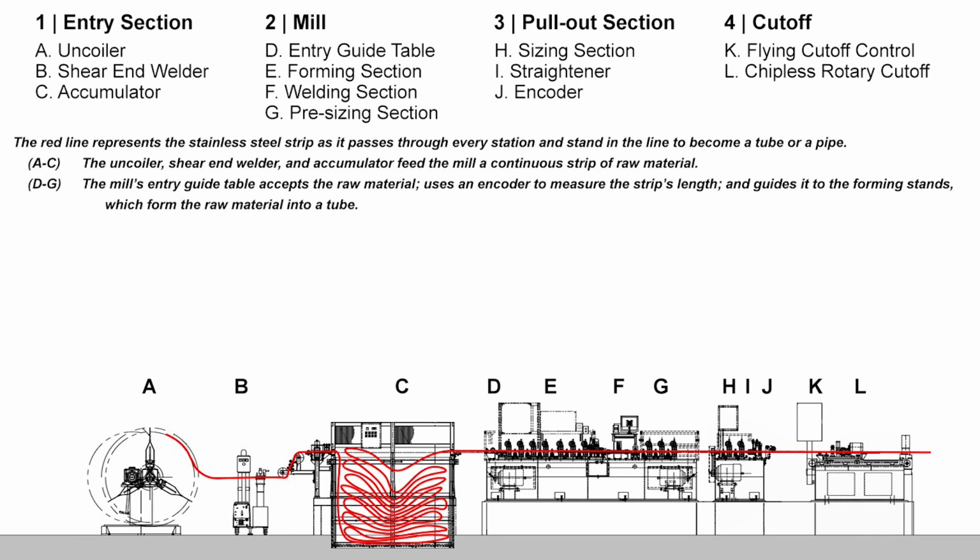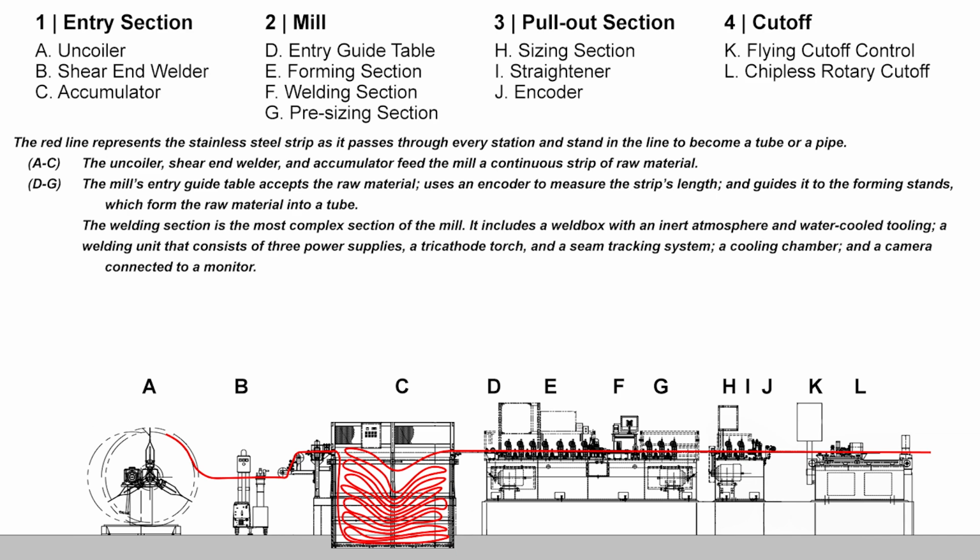These stands use paired sets of rolls to form the raw material into a tube. Next is the welding section, which consists of a weld box, a welding unit, a camera, a seam tracking unit, and a cooling chamber. The last part of the mill is the pre-sizing section. Like the stands in the forming section, these stands have paired sets of tooling. These stands begin the sizing process, reducing the tube's diameter before it enters the annealer.